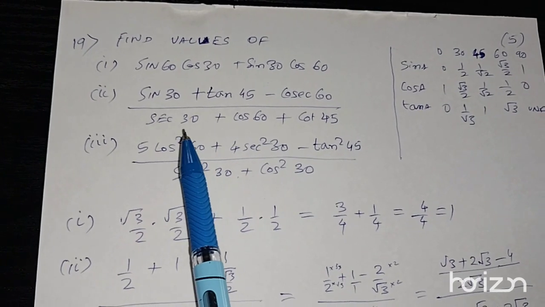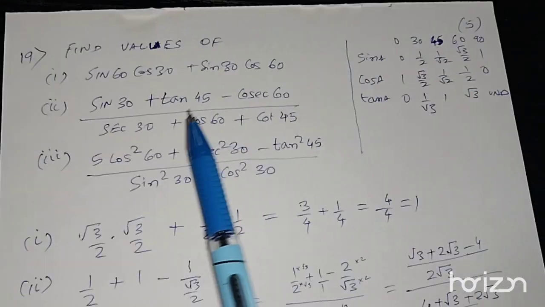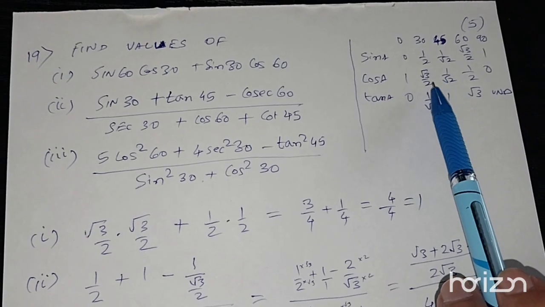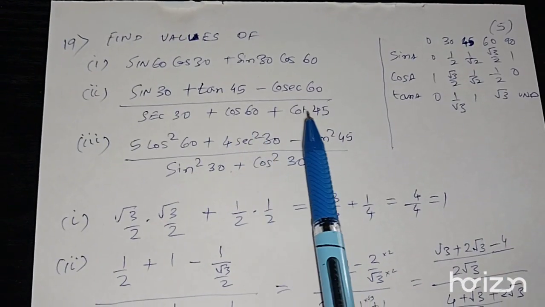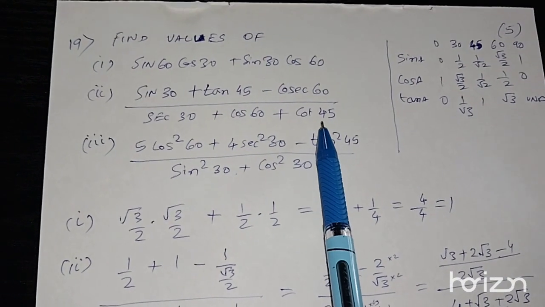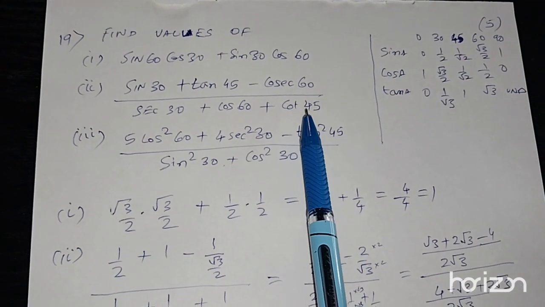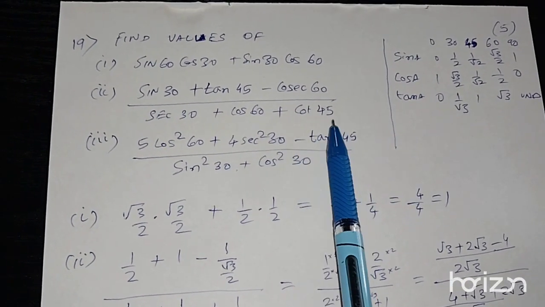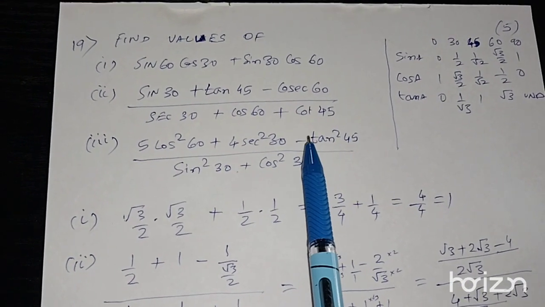Similarly, you don't know what is secant 30, but you know that secant is 1 upon cos. So you can take the secant 30, write it as 1 upon cos 30 and then substitute the cos 30 value. Right. Here cos 60 is there. Again, cot 45 you don't know, but you know that cot is 1 upon tan. So what you have to do? Substitute 1 upon tan 45 and then substitute the value.